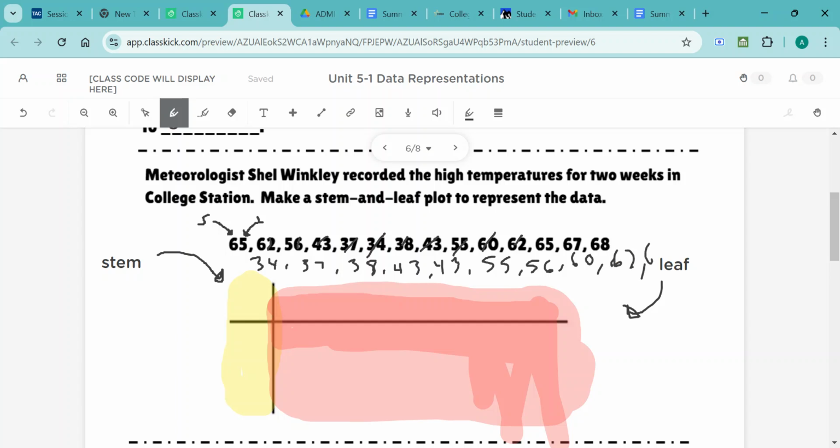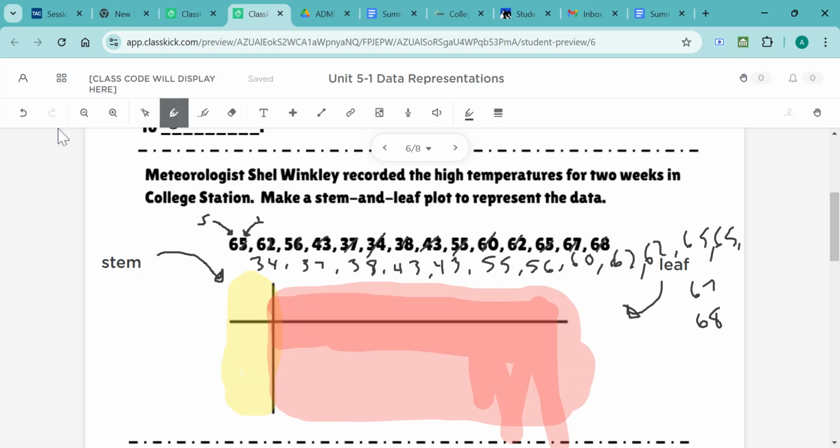62, 62. I have 65 and 65. I ran out of room. 67, 68 are my last two. Not the most organized, sorry about that, but we just ran out of room.